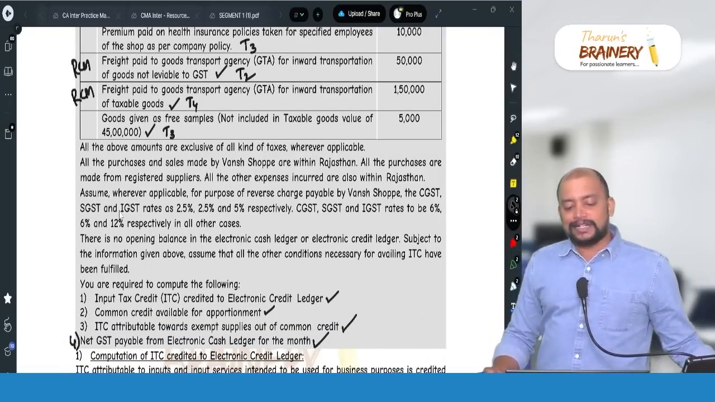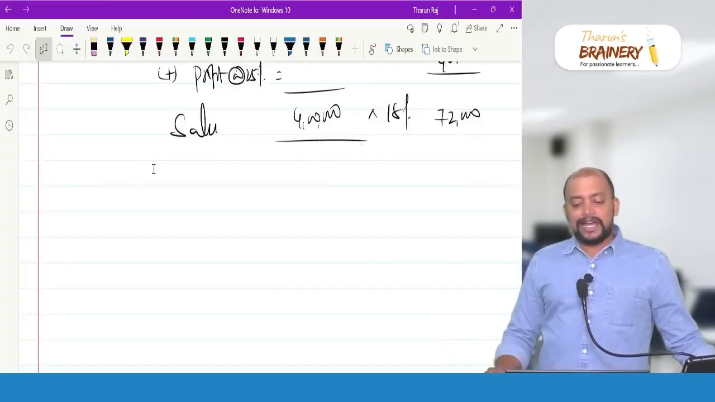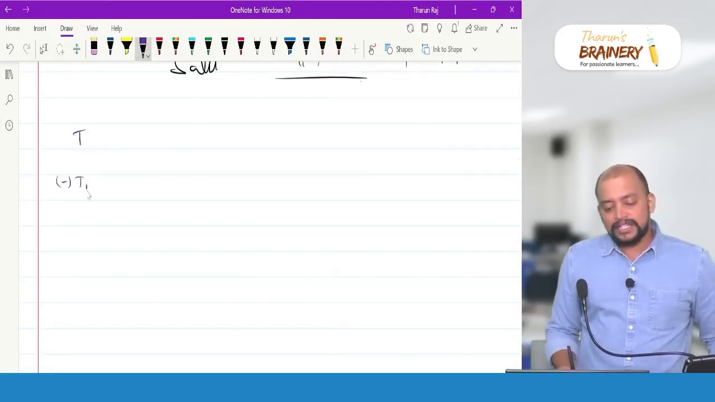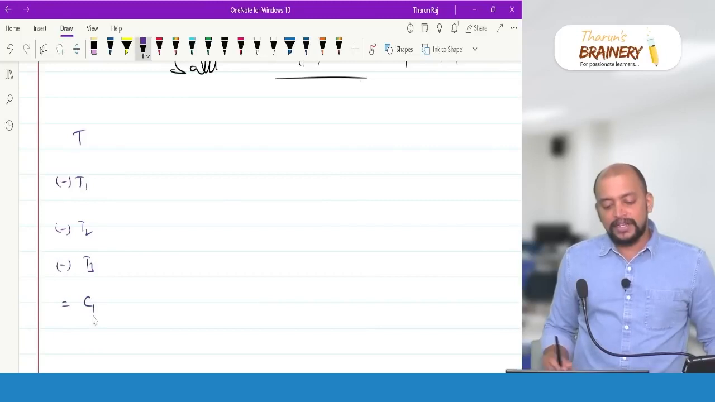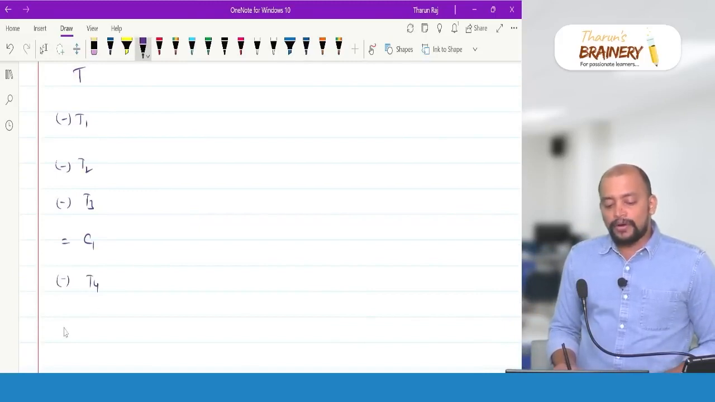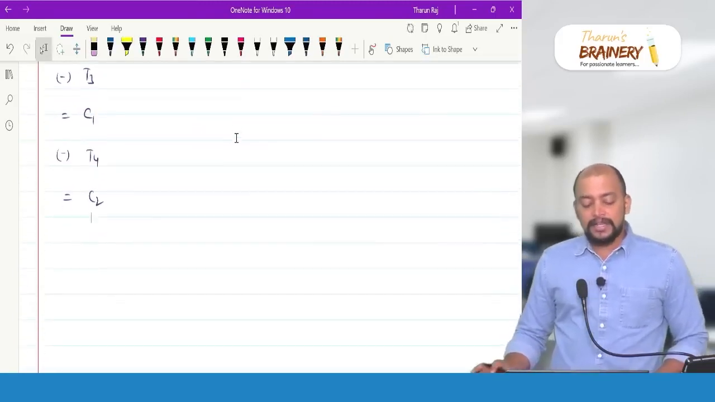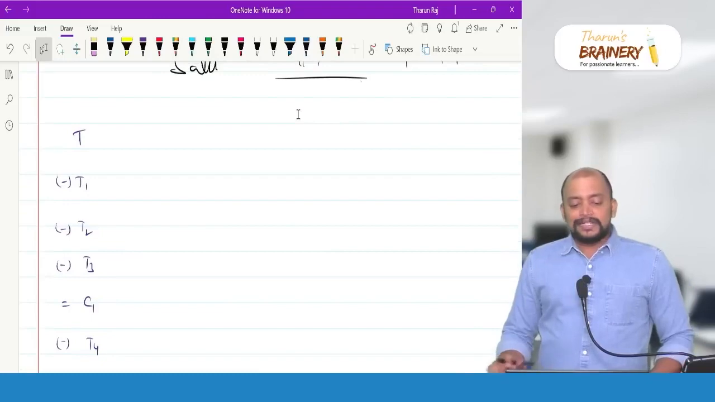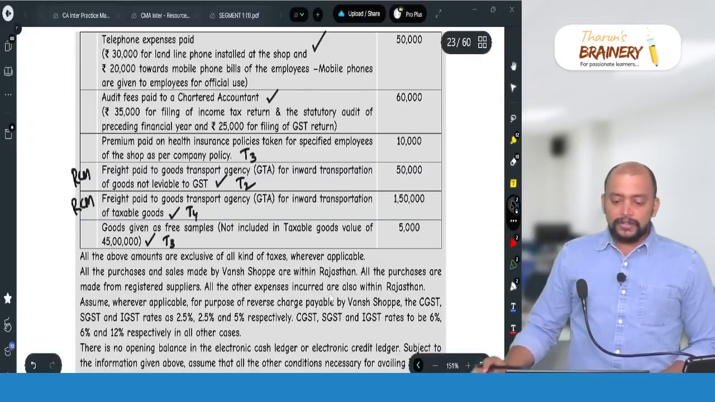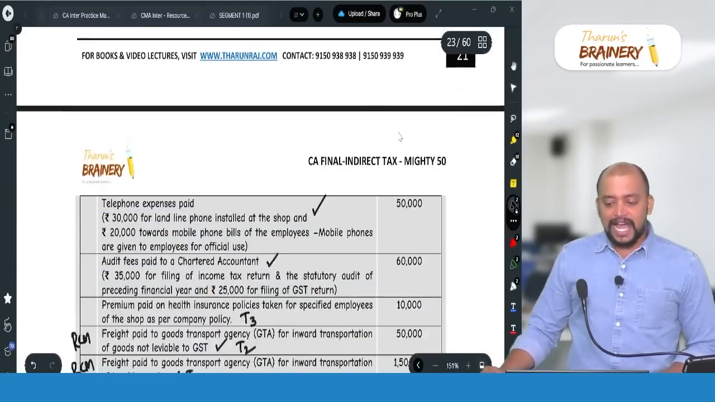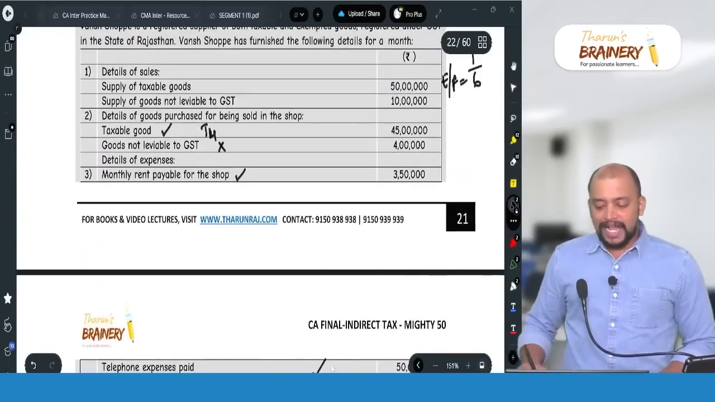There is no opening balance in the credit ledger. Now, we need to prepare that format: T, that is total ITC, minus T1, minus T2, minus T3. The balance that we get is known as C1, that is credit availed in electronic credit ledger, and minus T4, we will get C2, that is common credit, and from common credit we need to deduct D1 and D2. Now T will be total GST paid on all inward supplies. On taxable goods we pay GST, so 45 lakhs into 12%.